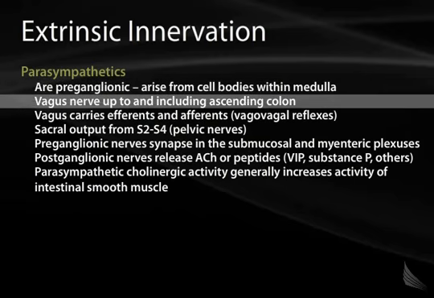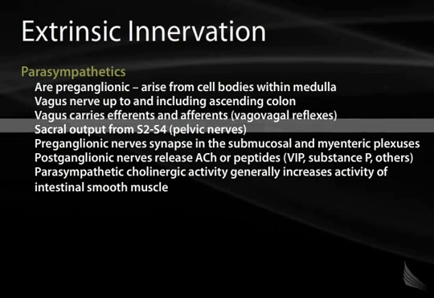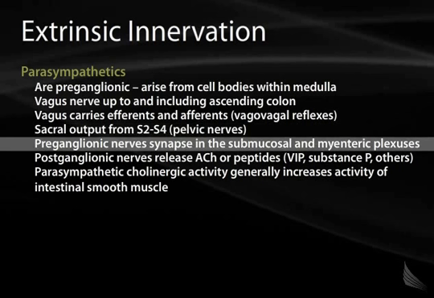They travel in the vagus nerve up to and including the ascending colon. The vagus nerve carries afferents and efferents, as we discussed earlier, and hence we have the presence of a vasovagal reflex. Sacral output from S2 to S4 occurs via the pelvic nerves. Preganglionic nerves synapse in the submucosal and myenteric plexus.